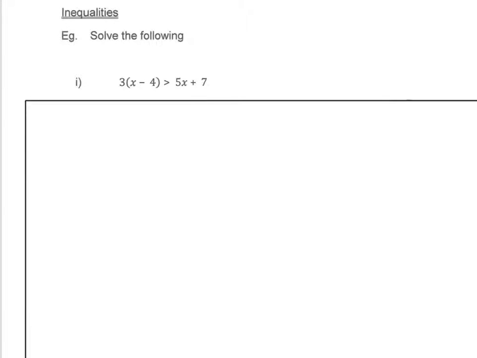In this video we're going to be looking at solving inequalities. This is something that we've been doing from Key Stage 3 and looked at again in GCSE. So it's just to practice the skills that we've already learned, just a reminder.